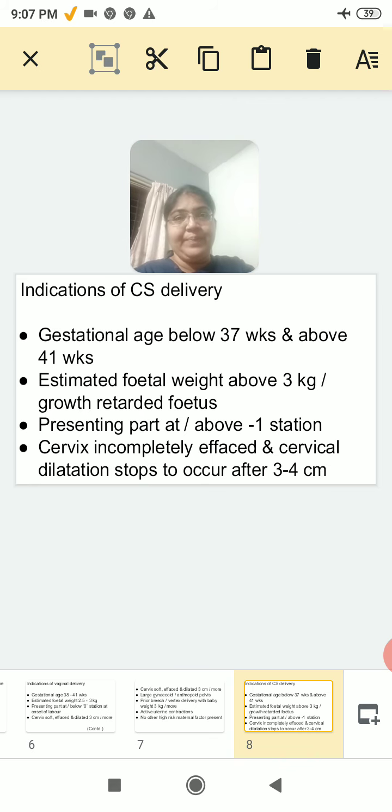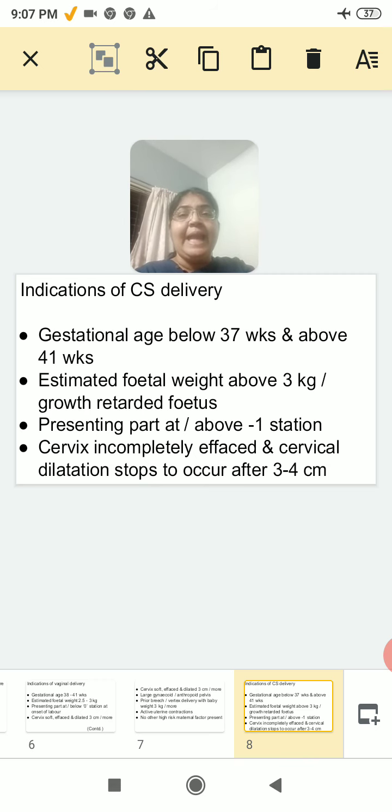cesarean section delivery. Gestational age below 37 weeks, that means below full term, and above 41 weeks. This means post maturity. Estimated fetal weight above 3 kg, that means oversized baby, large fetus, or growth retarded fetus. IUGR fetus is delicate, it is small size, so may not resist the force or the strain of the vaginal birth.